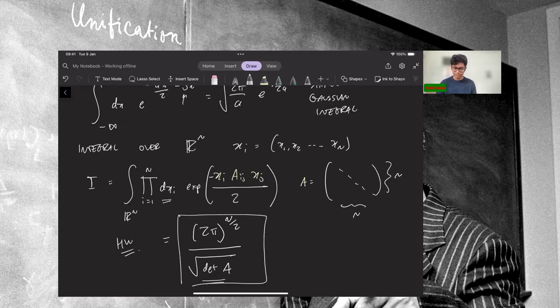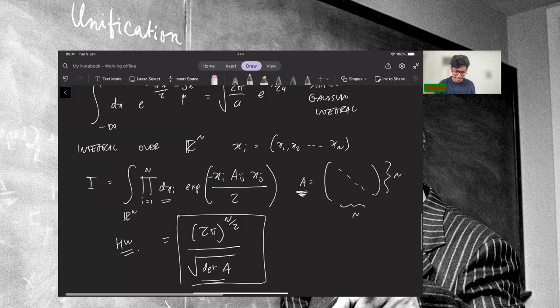Okay. This is the determinant of this A here. All right. A is a matrix, so you can take its determinant. This is the answer to that integral. It's very nice, right? It's very pretty. It involves a determinant. The way to do this is to take this matrix and diagonalize the matrix.